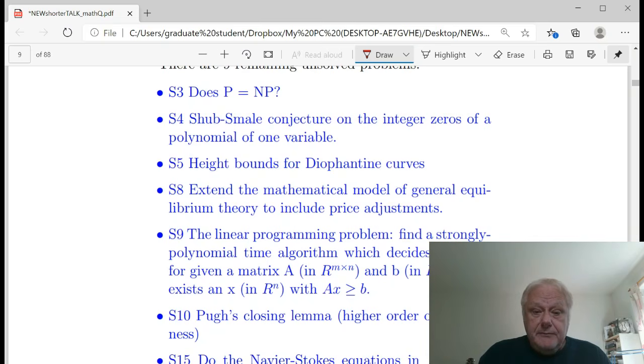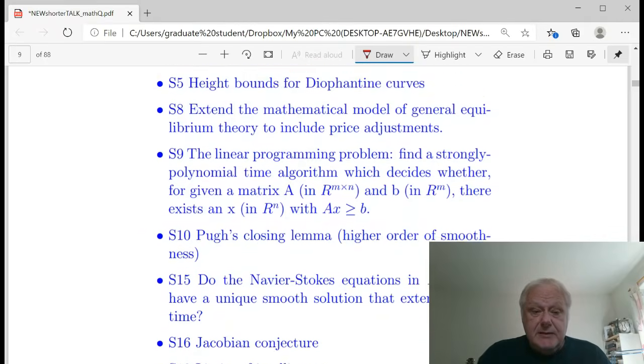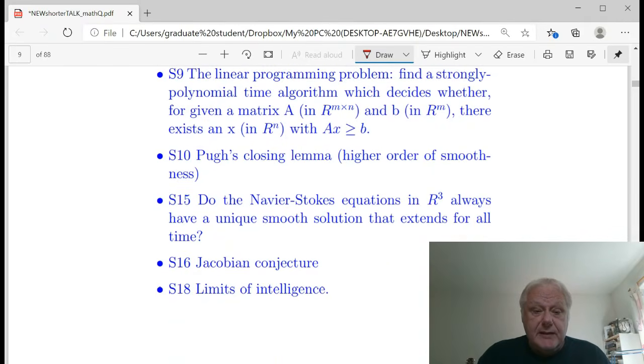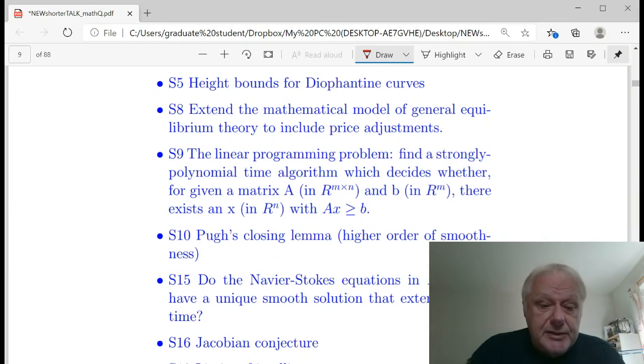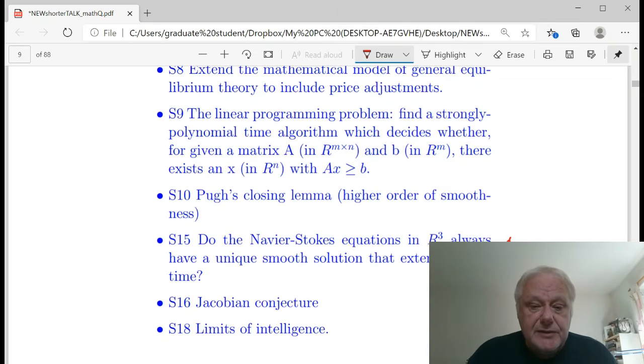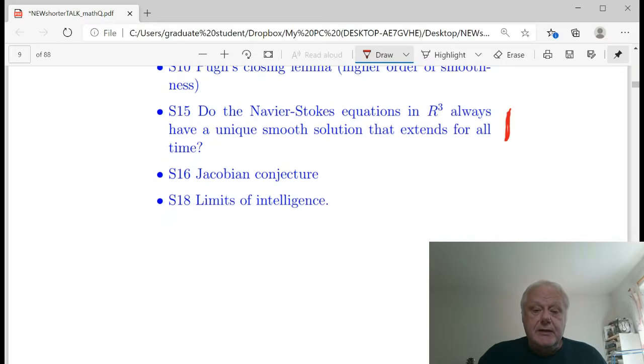Problem in linear program. S10 is a problem in pure mathematics. So is 16. 18 is rather more philosophical. And you'll see that S15: do the Navier-Stokes equations of fluid mechanics have a unique smooth solution? So here's the applied mathematics problem, mathematical physics, and one of the realizations of the original mathematical physics problem that Hilbert posed.